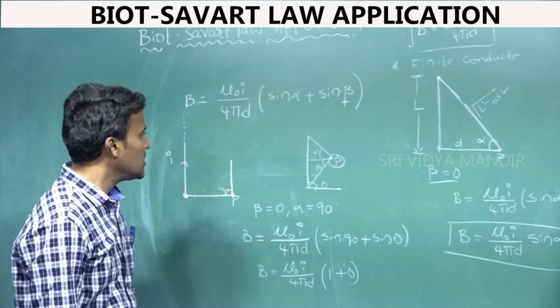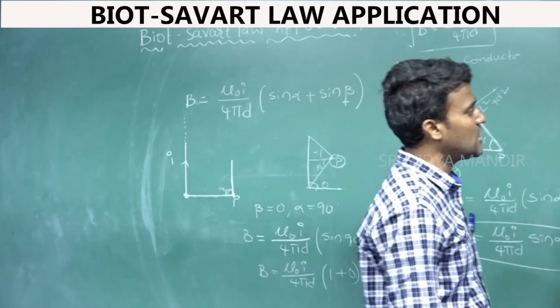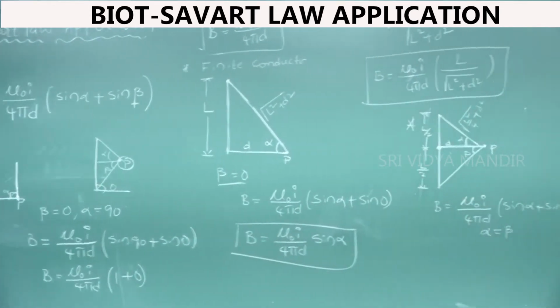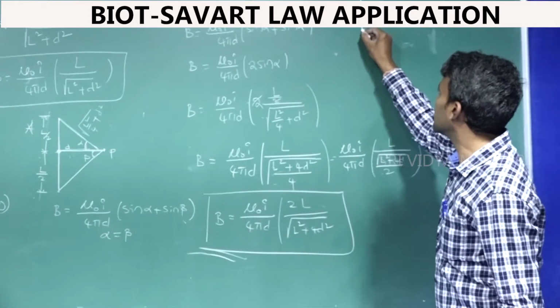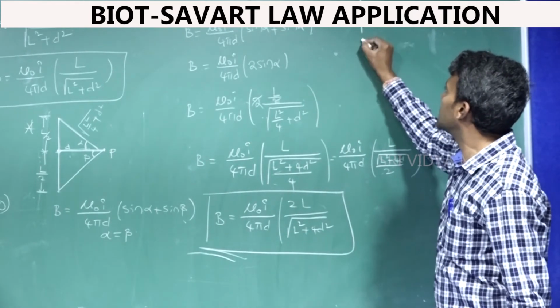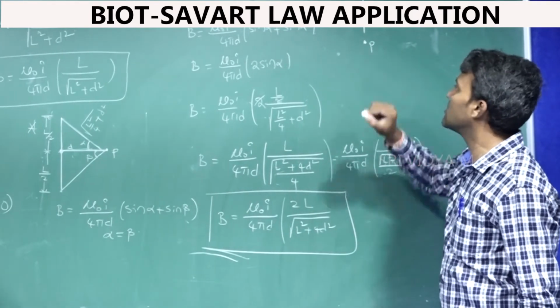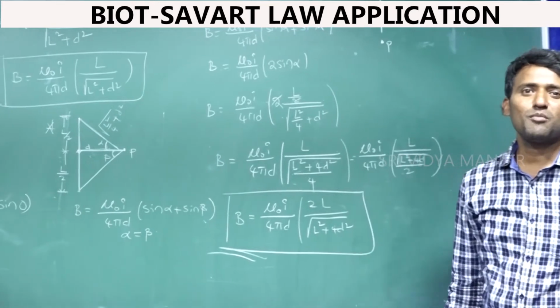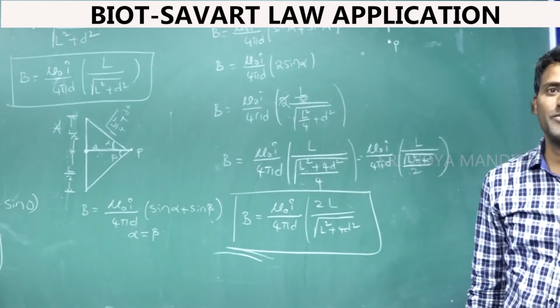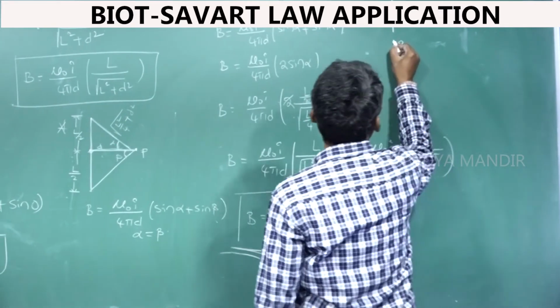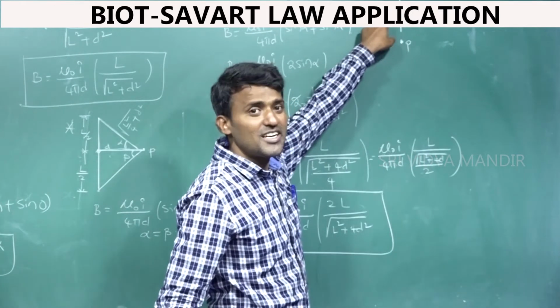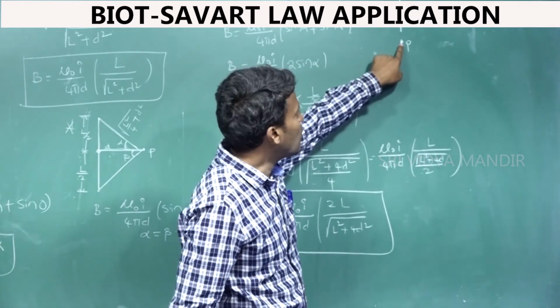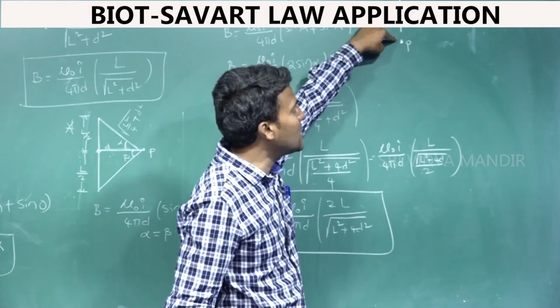And one more, I want to ask one question, children. This is the current carrying conductor. The point P is here. What is the magnetic field at the point P due to the current carrying conductor? The point P I have taken parallel to this one.